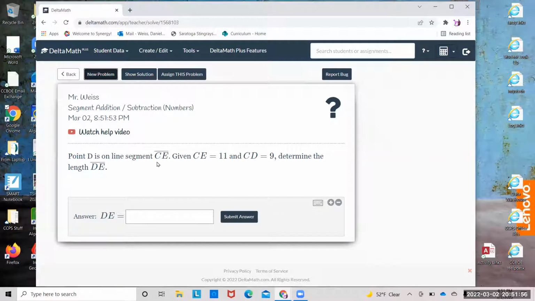Point D is on line segment CE, okay? So draw a line segment C, and then D and E. CE is all the way across, that's 11. CD is 9, that's part way. So what is DE? Has to be 2, because 9 plus 2 is 11.